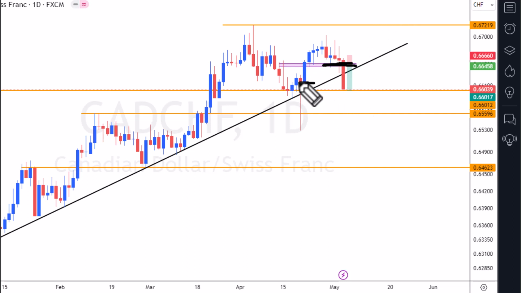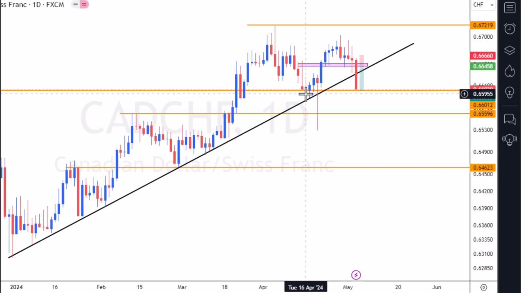through the massive bullish pin bar here, which I shared the trade in our trading community.